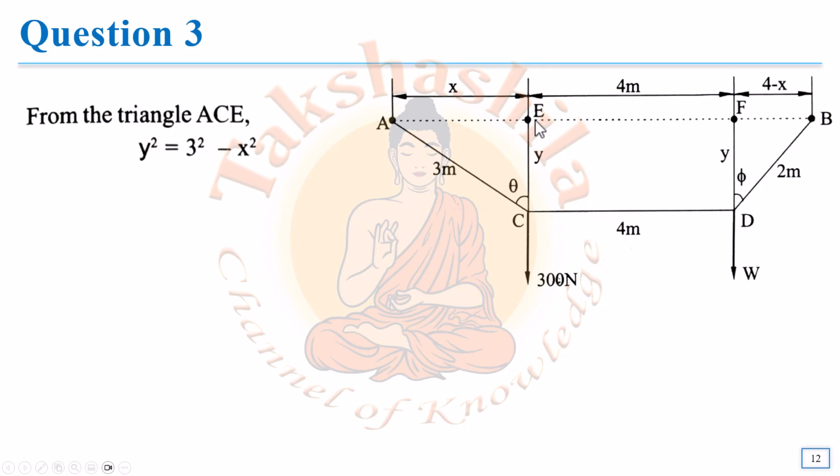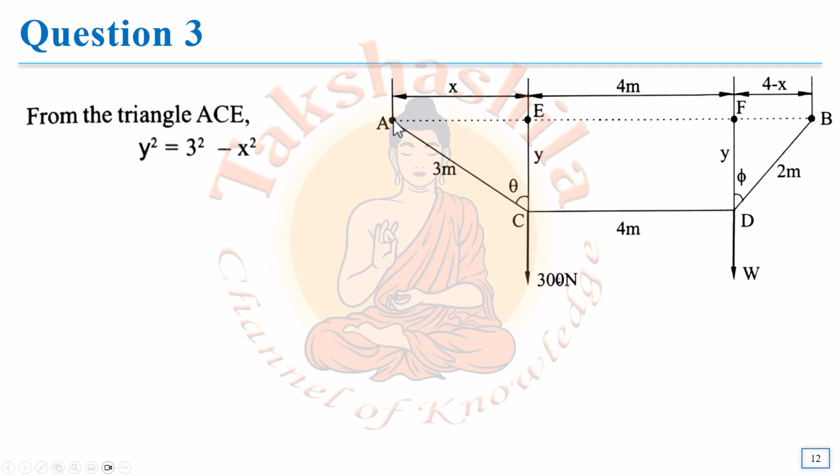Now I have marked one more thing, which is this height, EC. EC is marked as Y units. So if EC is Y, then obviously FD will be equal to Y itself, because they are also parallel and on the same level. So if EC is Y, FD should also be equal to Y units. Let us see why we are marking all these measurements here.